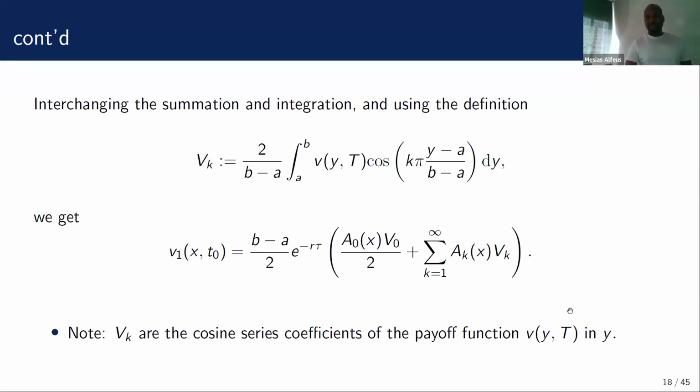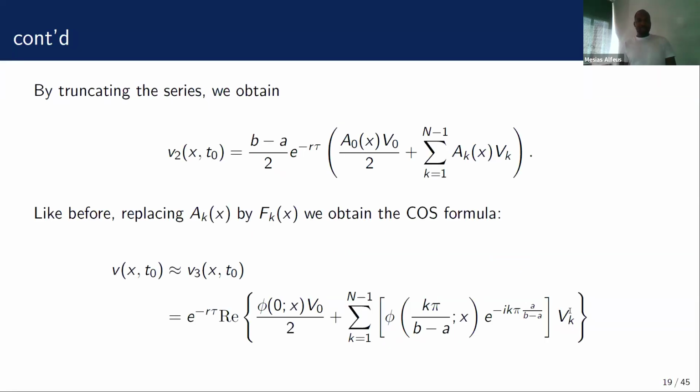what we are going to get is that the first term will be A0 times V0. And then the second one, we have Vk. That is another cosine series expansion again for the Vks. So now we get a product of A and V, AK and Vk, which have the same formula. Now we truncate the series again to get the sum from k equal to 1 to n minus 1.